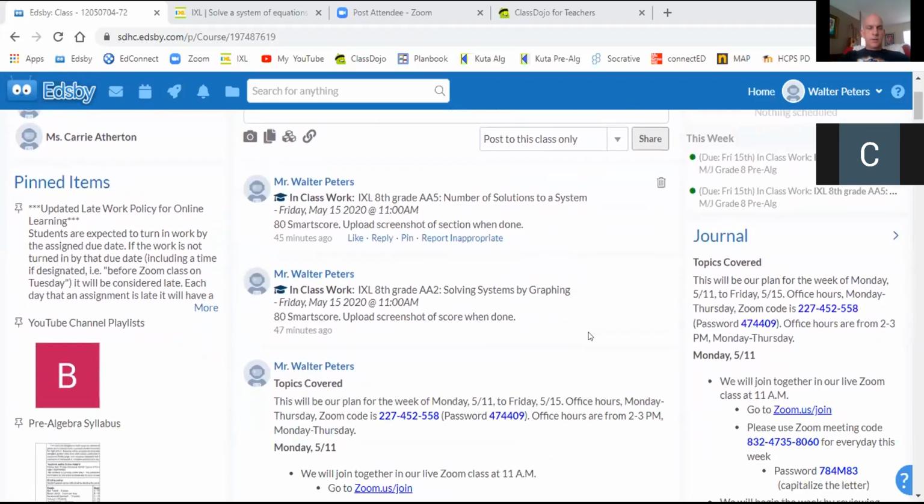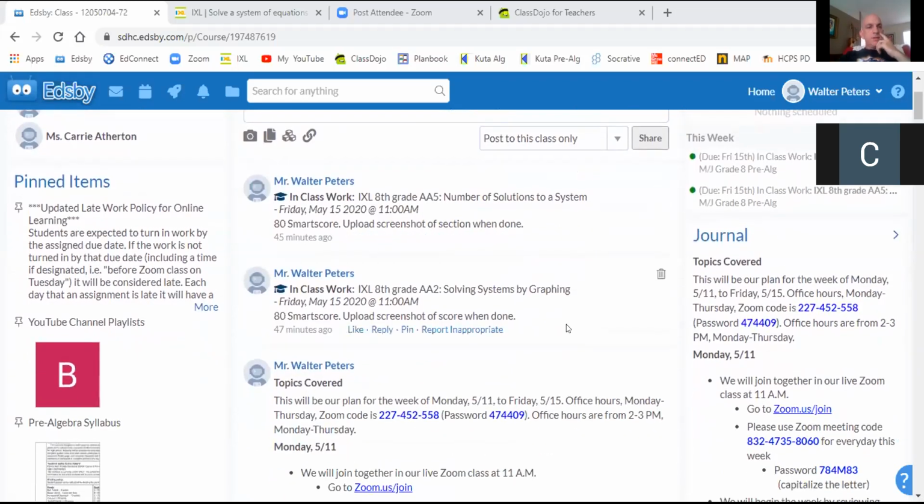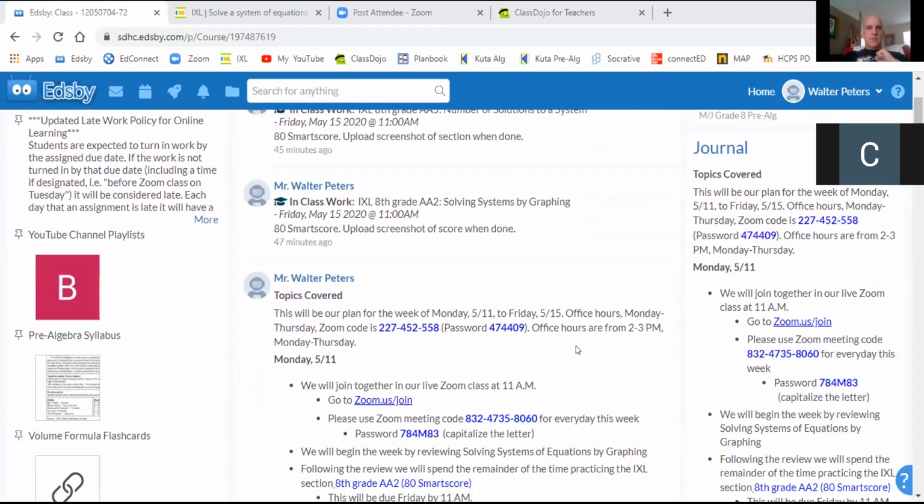All right. So let's take a look at what is on your EDSB pages. So I put these in this morning. These are your 2 assignments for the week. So this is the one right here, the AA2 that we'll be working on today. All right. And then this is the one for Wednesday that will go along with the lesson.